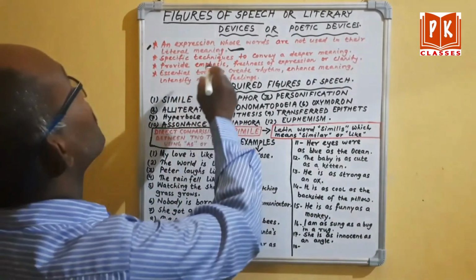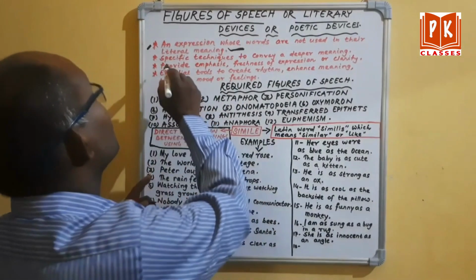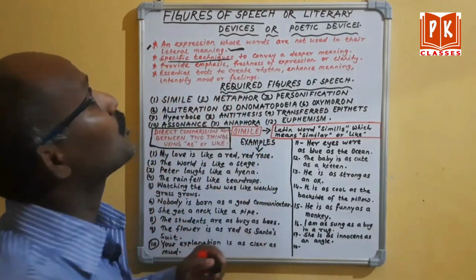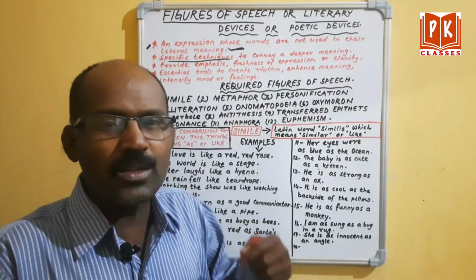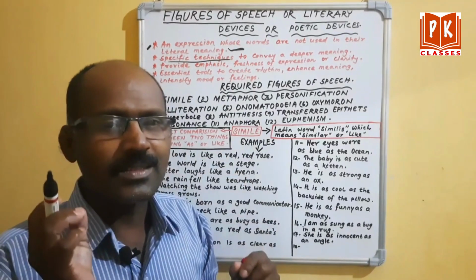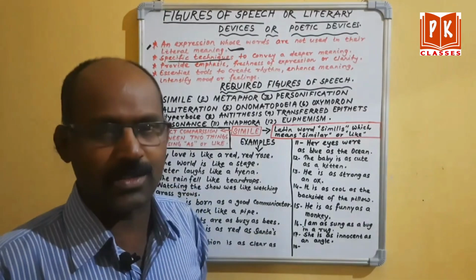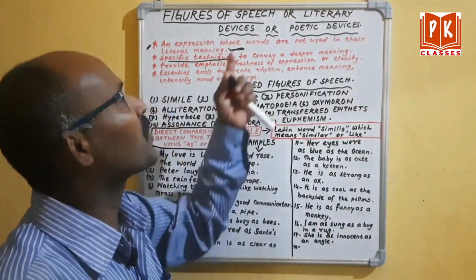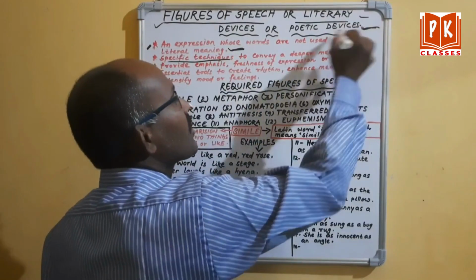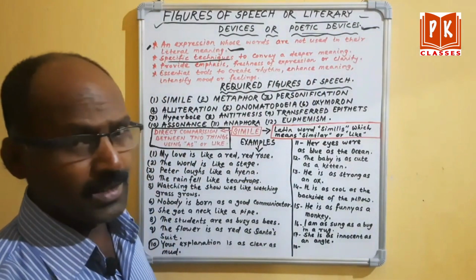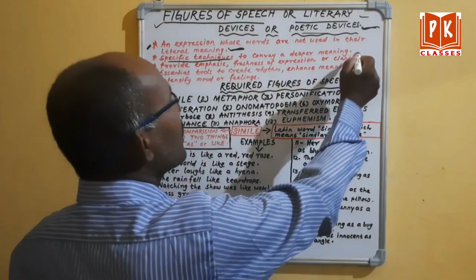Then, these literary devices are specific techniques to convey deeper meaning. It gives a deeper meaning. You are wearing what? A necklace, isn't it? Necklace, rings. What are these? These are the ornaments of the body. Like that, ornaments of the language are known as figures of speech or literary devices or the poetic devices. You find poetic devices in poems, in poetry. So, these are the specific techniques to convey deeper meaning.